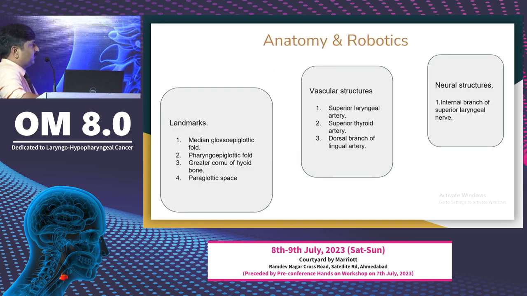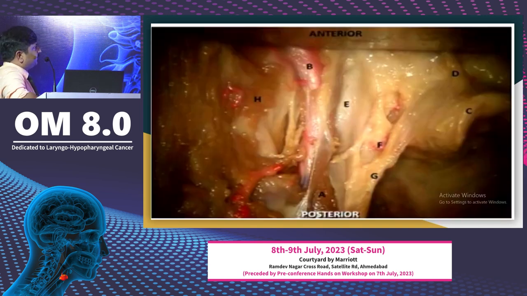Now, anatomy and robotics. This is the era of robotics. In robotic surgery, we use the following anatomical landmarks: median glossoepiglottic fold, pharyngo-epiglottic fold, greater cornu of hyoid bone, and paraglottic space. Among the vascular structures, superior laryngeal artery is important, superior thyroid artery, dorsal branch of lingual artery, and among neural structures, internal branch of superior laryngeal nerve. These structures are very important when we talk about robotics.